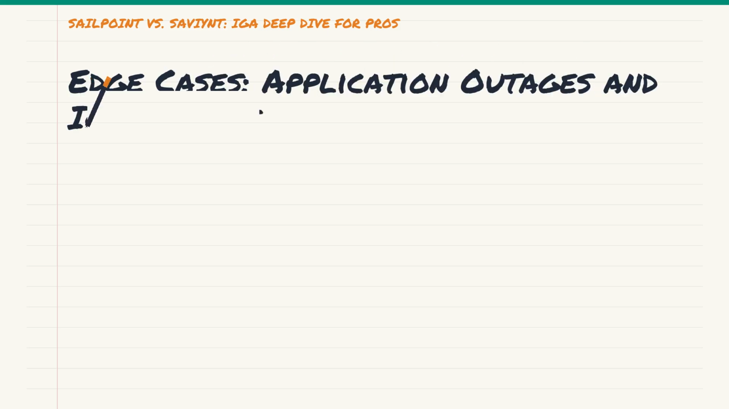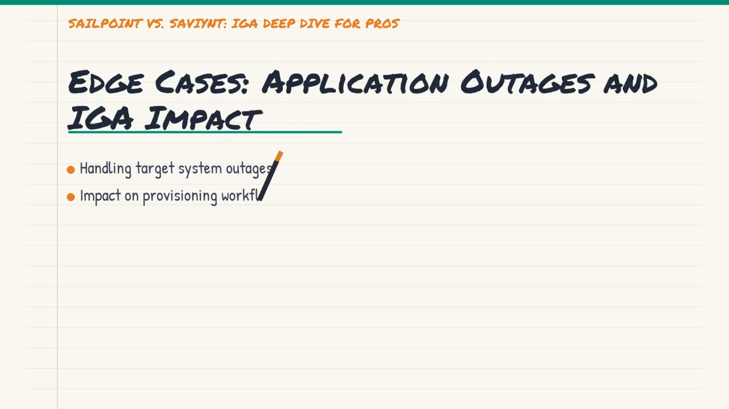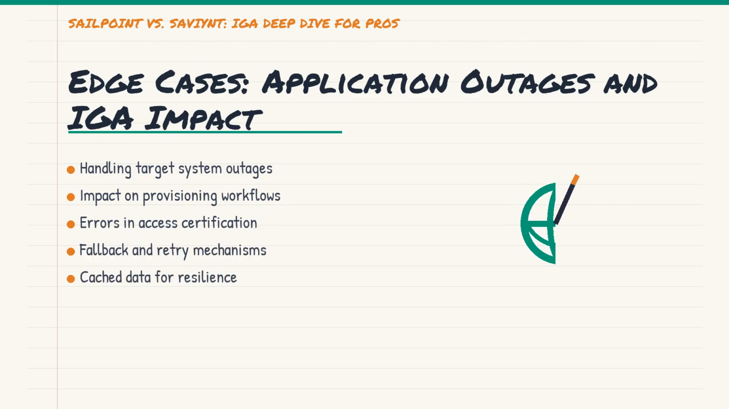What if a critical application goes offline? How does the IGA tool handle it? If a provisioning connector relies on a live connection to that app, it might fail, halting onboarding or offboarding processes. Similarly, if access certifications rely on fetching current permissions from an unavailable app, those campaigns might be delayed or generate errors. Robust IGA architectures need error handling, retry mechanisms, and potentially the ability to work with cached data or fall back to manual processes when an integration point is down. The impact of system outages on IGA functions is often underestimated.